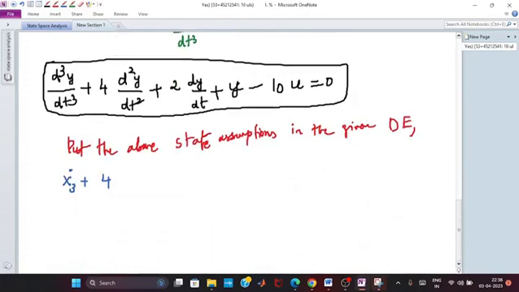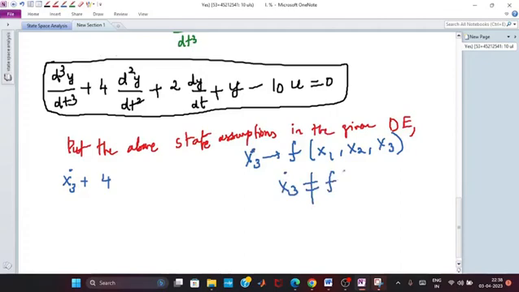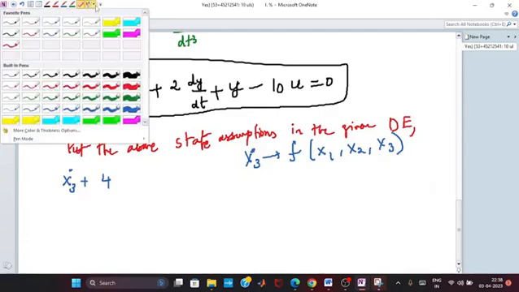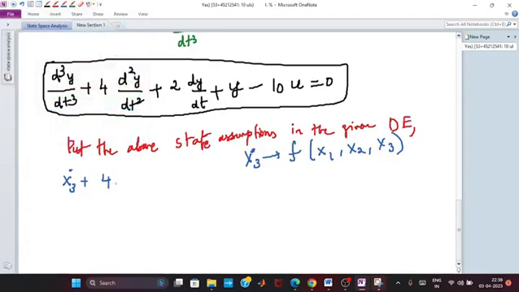So remember, when you are putting the state assumptions in the original equation, always represent x3 dash in terms of a function of x1, x2 and x3. It should not be represented in terms of x1 dash, x2 dash or x3 dash. This is very important, so we have to keep it in mind. So x3 dash should be a function of x1, x2 and x3. What is the value?